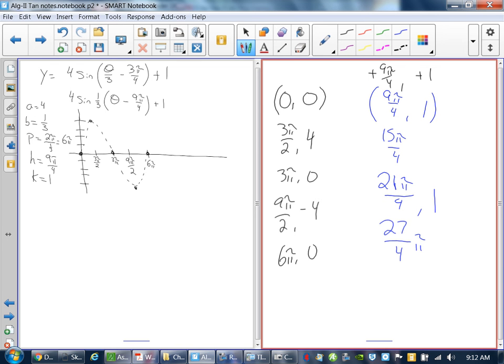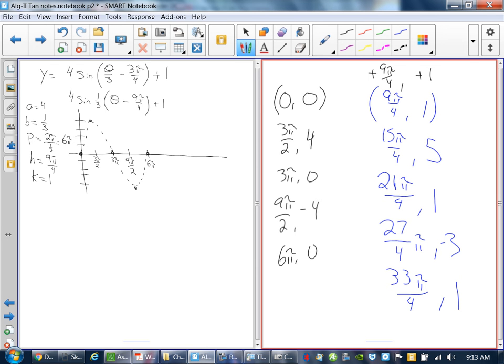And then the last one would be 6 pi, times 4 would be 24 over 4. And that gives you 33 over 4. And then this was negative 3, and this was 1. All right. Okay. Oh, thank you. I forgot to put that one in.